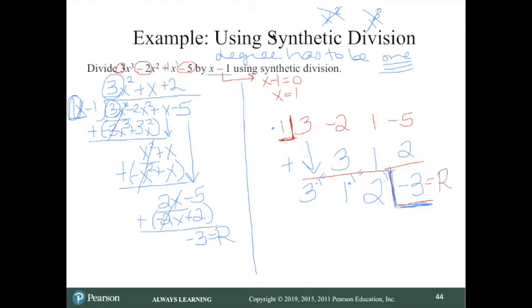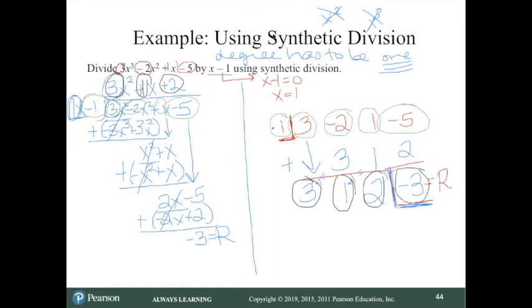So I want to show you the parallels here. That 1 is from this 1 here, but it's the opposite. So x minus 1, then I'm dividing by 1. The 3 here, 3, negative 2. So the coefficients from my dividend go into my top row of synthetic division. And then we have our quotient down here: 3, 1, invisible 1, 2, negative 3.